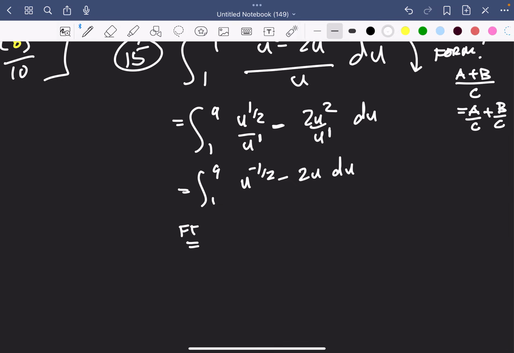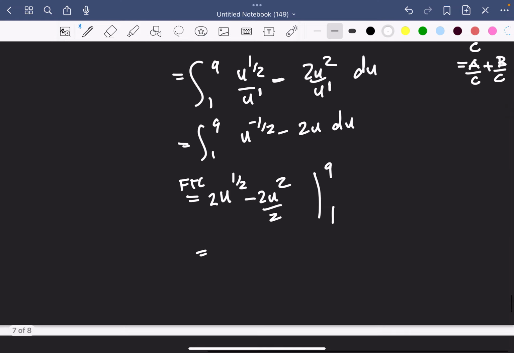So by the fundamental theorem of calculus, this is just, if I add 1, I get to the 1/2 over 1/2, right? But dividing by 1/2 is the same as multiplying by 2, minus 2u squared over 2. So I guess I could leave that for a second as over 1/2, just so we're clear. So that's 2u to the 1/2. These cancel out and I get minus u squared evaluated at 9 and 1.